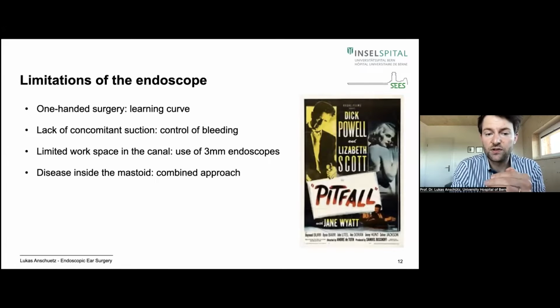There is a lack of suction, so you need to have some strategies to control the bleeding. We will go through this during the cases I will show you. You have a very limited workspace in the canal, so usually the external auditory canal is about 6 to 8 millimeters in diameter, and if you use a 3 millimeter endoscope, you have only 2-3 millimeters left to operate. And if, of course, the disease is inside the mastoid, you will need a combined approach to completely clean the disease from the ear.